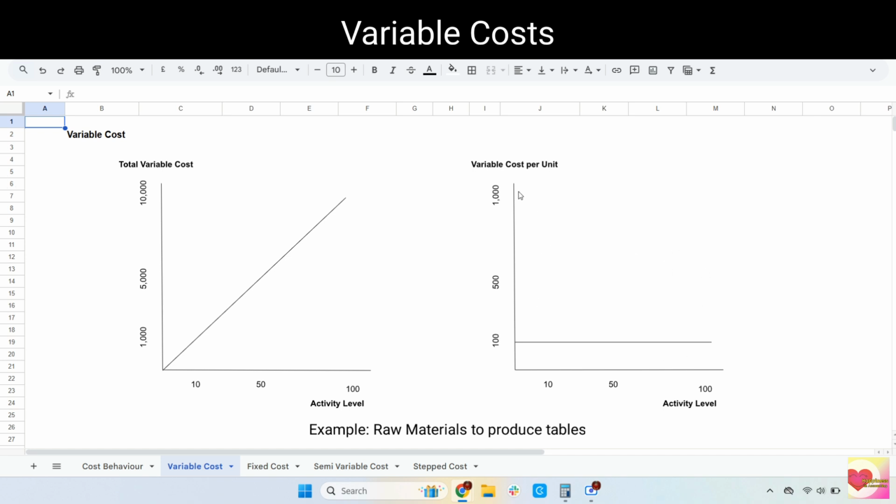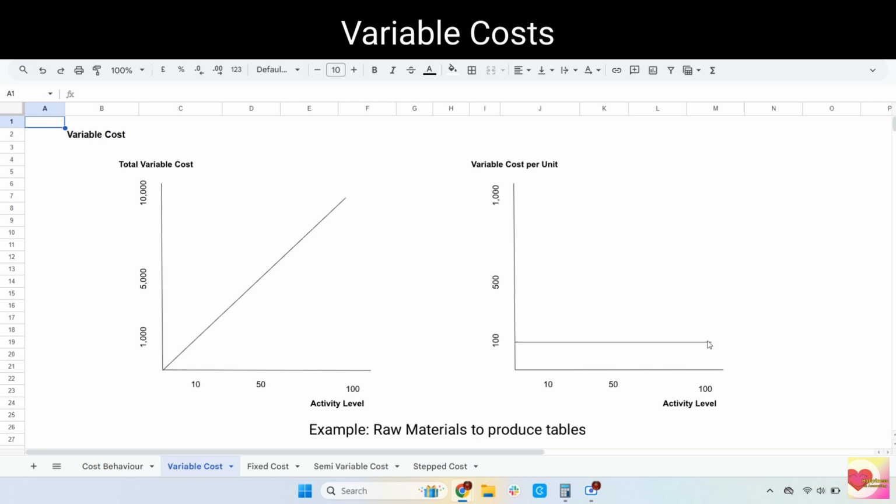Now let's analyze the second graph here. This line shows the variable cost per unit. Let's pay attention to the per unit here. And this line shows the activity level. And this line shows the relationship of these two. It shows the activity level increases, but the variable cost per unit is still the same.